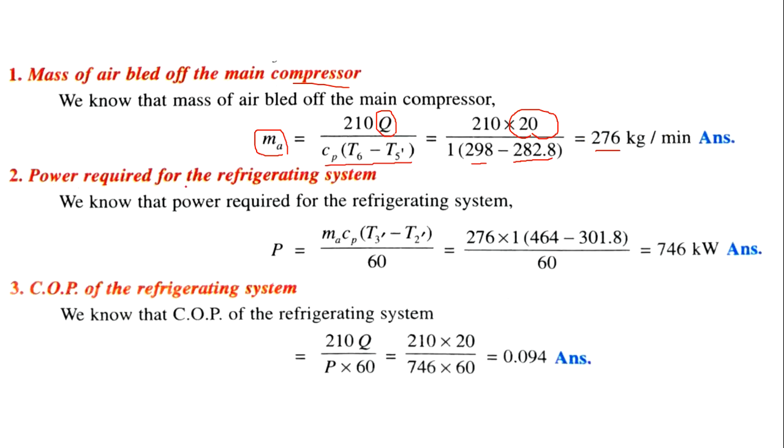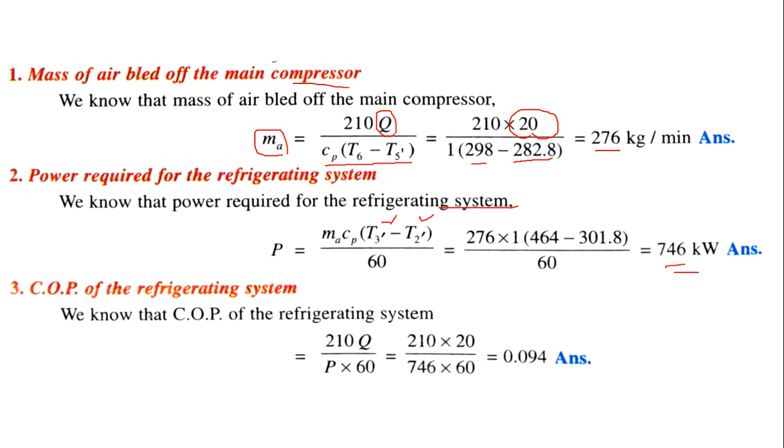This is the temperature difference that we obtained because of this total quantity of mass of air. So the power required for the refrigeration system is equal to MA Cp into (T3 minus T2 dash), because this is the only external work that we have to provide for the main compressor. This term comes in the main compressor part, because the ramming process happens naturally, so we need not take that value here.